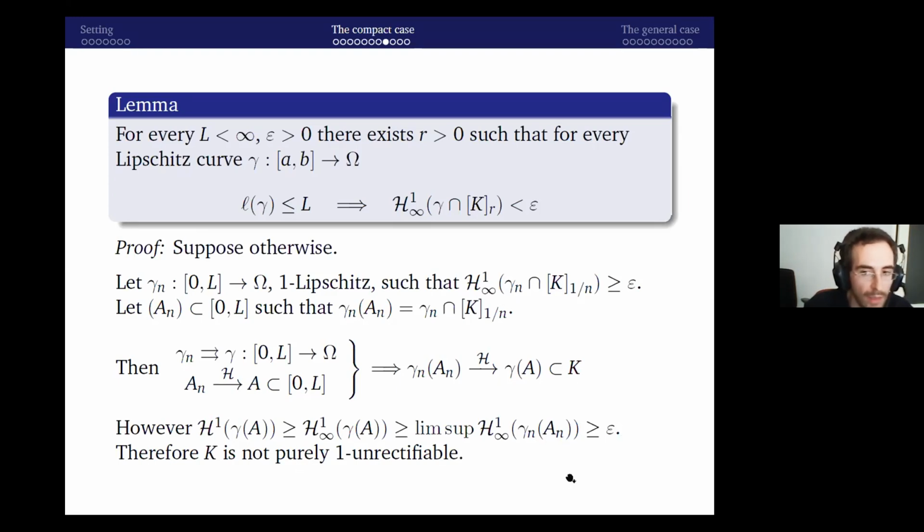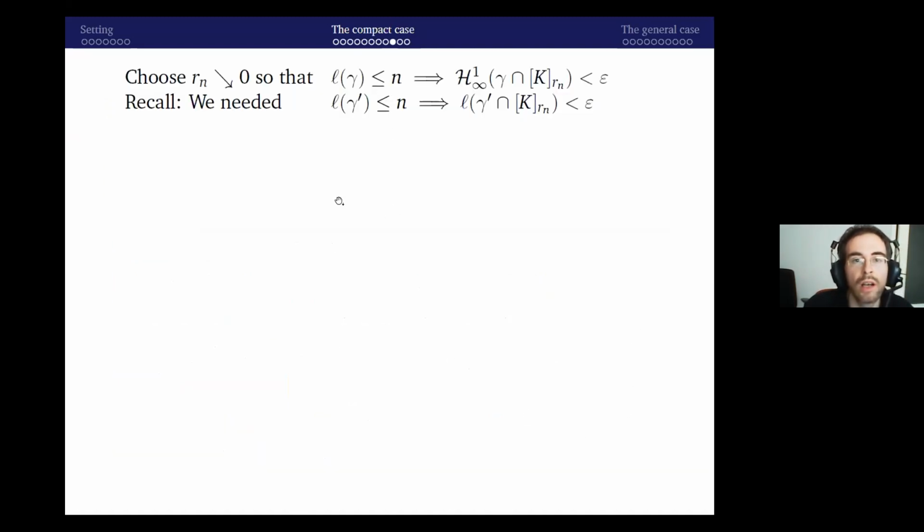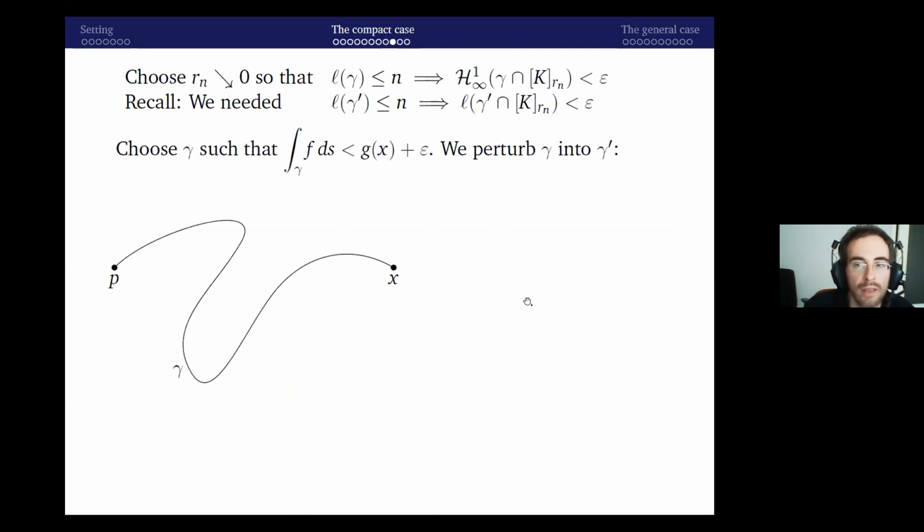This is quite technical, but I really wanted to show it because it's the only place where we are really using this hypothesis. Okay, so once we have this, we can choose numbers Rn such that this first condition is satisfied. And remember that what we need is the second one, which is the same, but using the length here. And while we cannot get this exactly, what we can do is build a perturbation of any curve gamma such that this is satisfied.